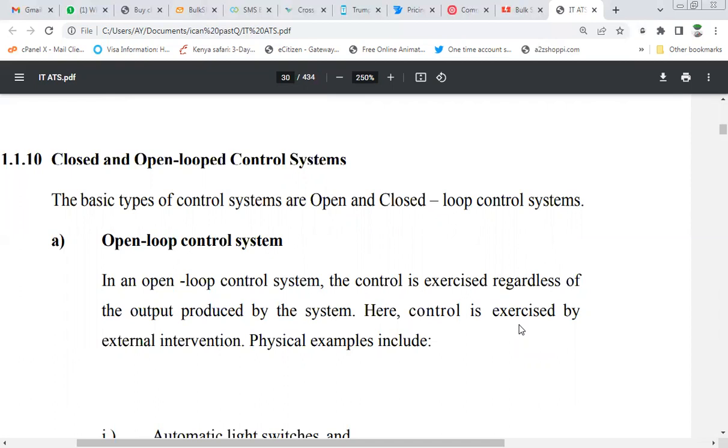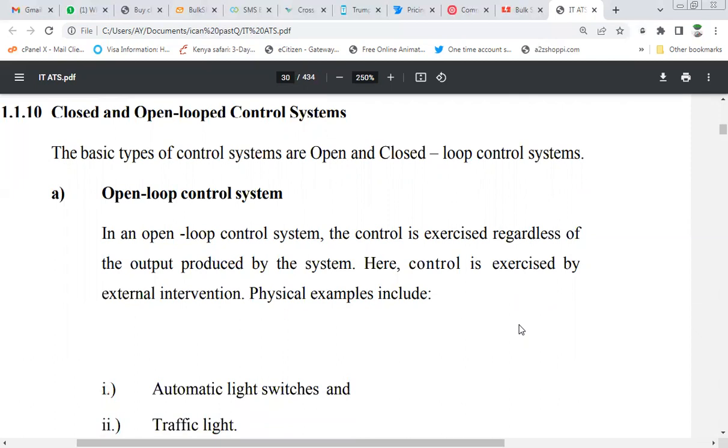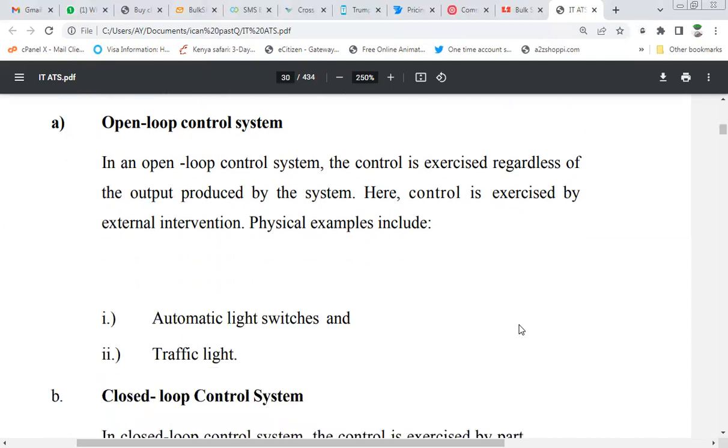So let's talk about the open loop control system. In an open loop control system, the control is exercised regardless of the output produced by the system. Here, control is exercised by external intervention. Physical examples include automatic light switches and traffic lights. That's open loop control system. It also has to do with external intervention.